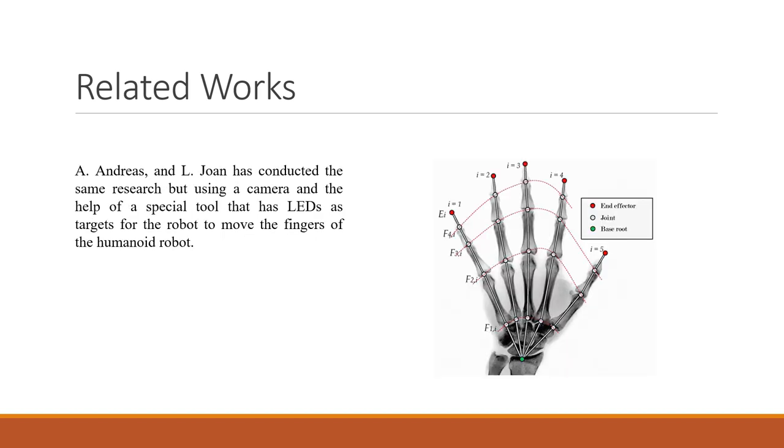Next is from Mr. Andres and Mr. Joan. Has conducted the same research, but using a camera and the help of a special tool that has LEDs as the target for the robot to move the finger of the humanoid robot. In this research, inverse kinematic is used to determine the angle value of each joint. This value is obtained by knowing the destination to be reached by the end effector that has LEDs on the end point.